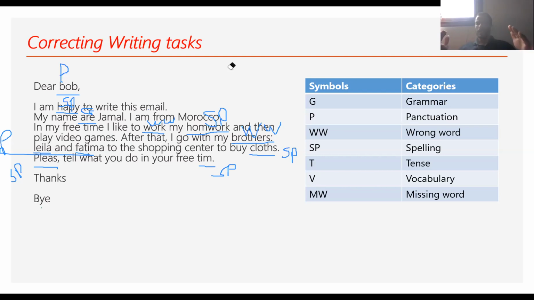You can start with a model email, and you underline and write G, and you underline and write W, and then you give them the correct answers. Then it's practice. You give them another text or another email, and they have to correct these mistakes. Once you start correcting their writing, they know that G stands for grammar, WW for wrong word, etc. Okay, good. So let's move to the next.